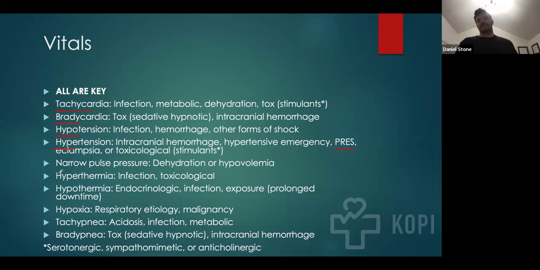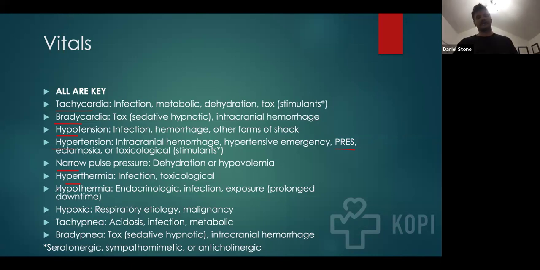If you see patients who are normotensive, but they have a narrow pulse pressure, i.e. their blood pressure is 100 over 80, I want you to think a little bit more about dehydration, possibly hypovolemia, and if the clinical picture fits, bleeding. Hyperthermia also makes you think of infection, makes you think of toxic etiologies.